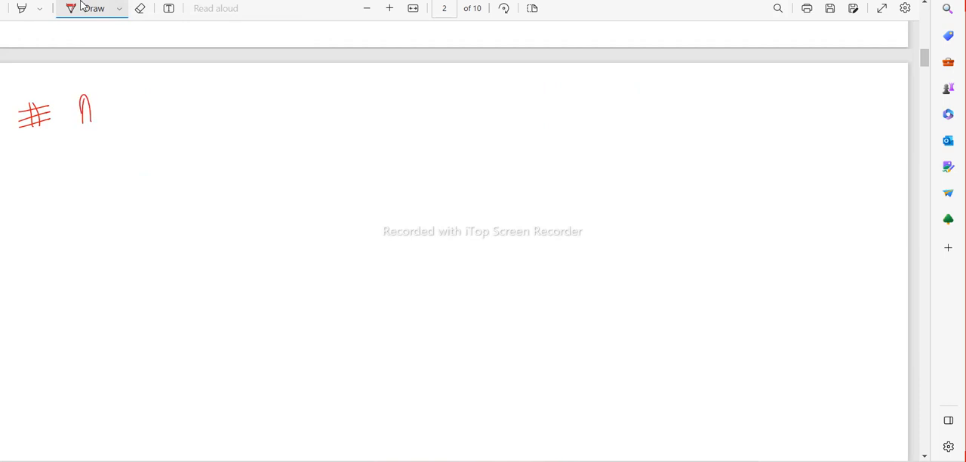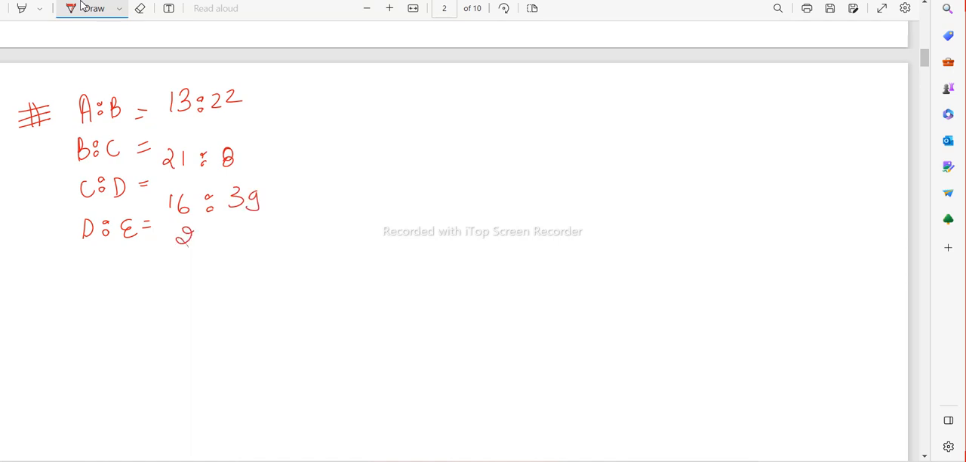Now if there are larger ratios, say A ratio B, B ratio C, C ratio D, okay, like this, and let us take another one, D ratio E, then what you're going to be doing? Then what we'll be doing is, for example, let us make ratios here. 13 ratio 22, 21 ratio 8, and 16 ratio 39, and 2 ratio 7. Now you have to find what is the first ratio and the last ratio. That means A ratio B. If you have been asked like this, so you can do a direct method. Okay. So what is the direct?